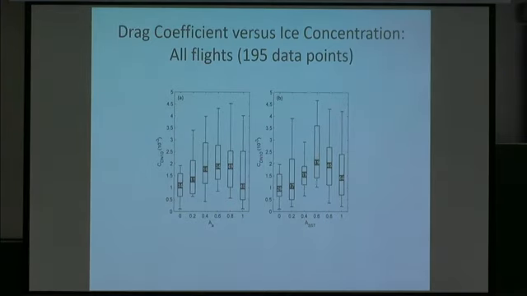As I say, we had around 200 data points over about 8 flights, and what we've done here is we've binned the drag coefficient into ice concentration bins from 0 up to 1. The black squares are giving you the median for each bin, and the numbers are the number of data points within each bin. The left panel is using ice fraction based on the albedo, and the right panel is ice fraction based on the sea surface temperature.